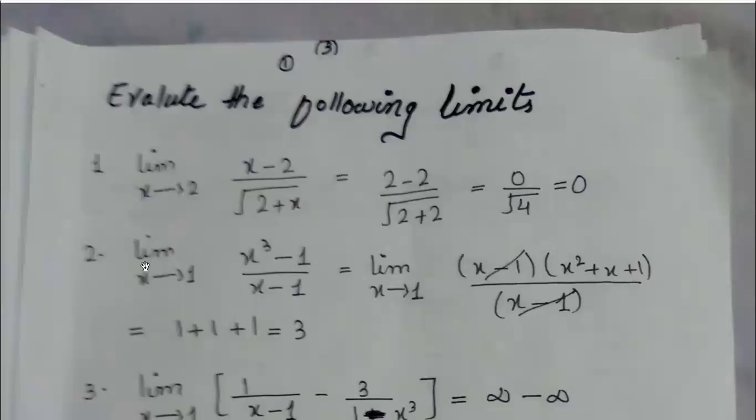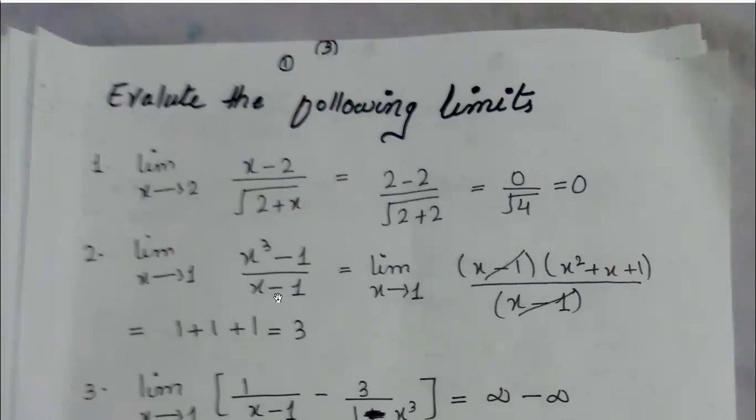Now second problem, limit x tends to 1, (x cube minus 1) over (x minus 1). Now in the first step, if we apply the limit x tends to 1, then what we get in place of x: 1 cube minus 1 over 1 minus 1, which means 0 upon 0, and you know that 0 upon 0 is a meaningless or indeterminate expression.